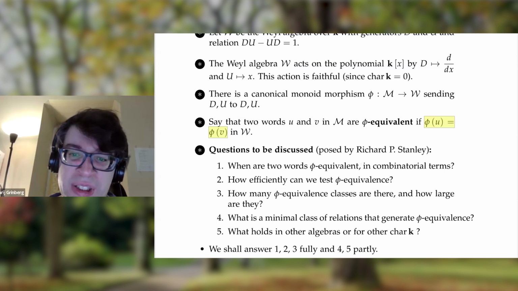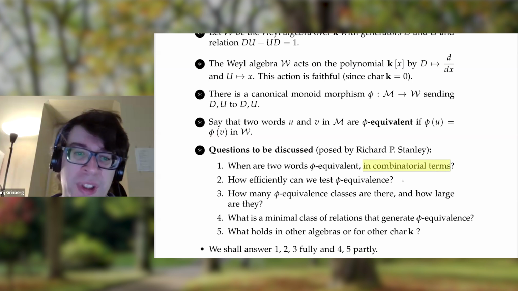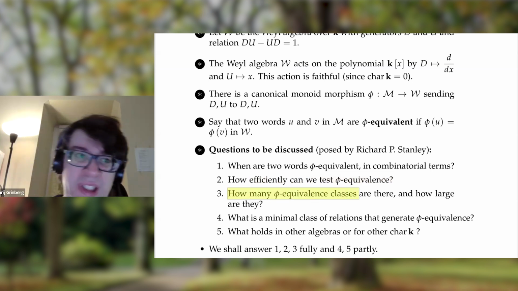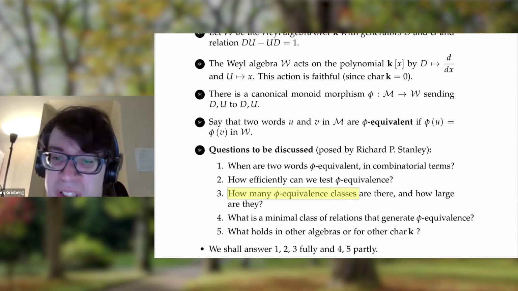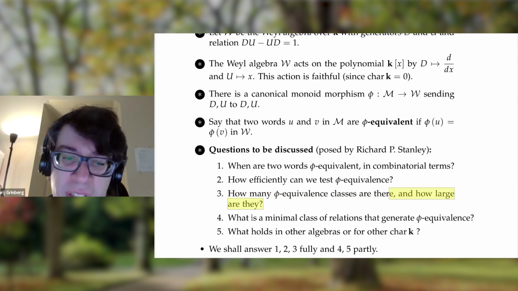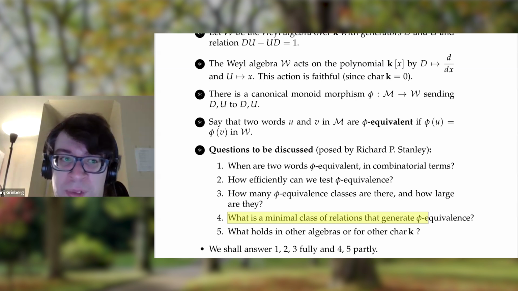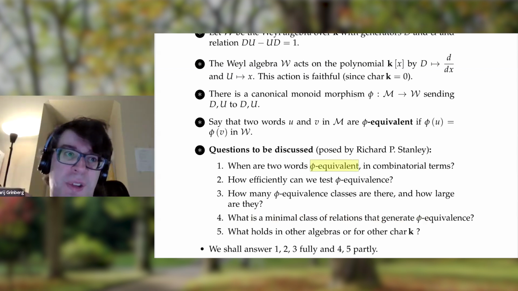And we can ask this in different forms. We can ask for a combinatorial criterion. We can ask for an efficient algorithm; that is called the word problem. We can ask how many different phi equivalence classes of words there are if you fix the length of the word, and how large they are if they're finite. And we can ask what the minimal class of relations is that generates this phi equivalence. So if we want to define phi equivalence combinatorially by imposing a bunch of equivalences, what do we have to impose?